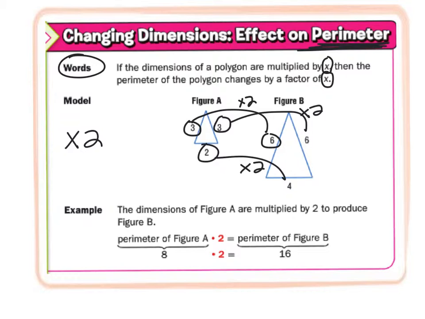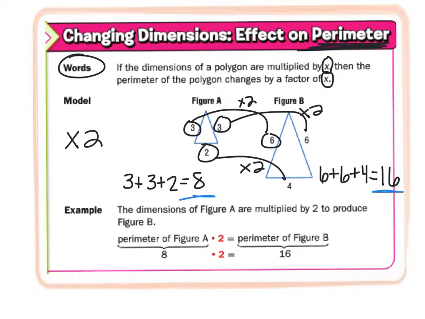Okay, so for perimeter, if I was to add all of these up, 3 plus 3 plus 2, I would get 8. If I was to do the perimeter of this one, the bigger one, the one that we doubled, 6 plus 6 plus 4 is going to give me 16. What do you notice about my 8 and my 16? It's just doubled. So if I double the dimensions, my perimeter will also double.